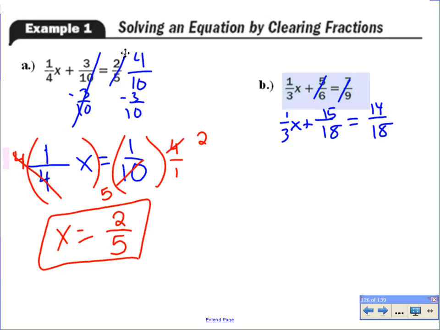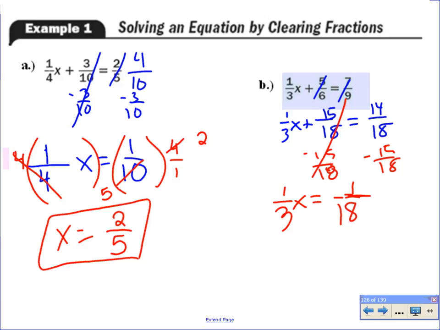Okay, so step 1 was find common denominators. This time you had to change both fractions to be something over 18. So be careful here when you're subtracting on both sides. We end up with 1/3 x equals -1 over 18. 14 minus 15 is -1 over 18. To get rid of our 1/3, you need to multiply both sides by 3.